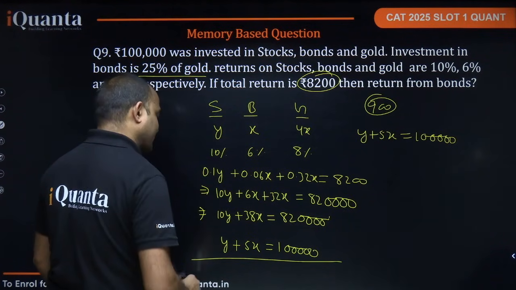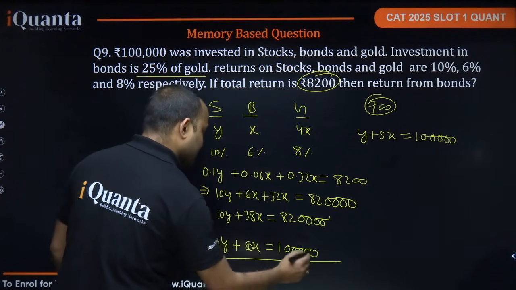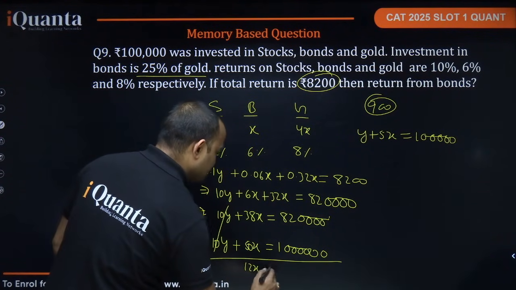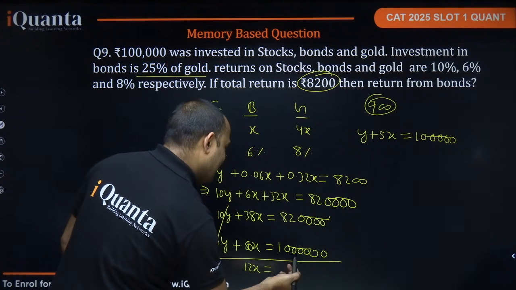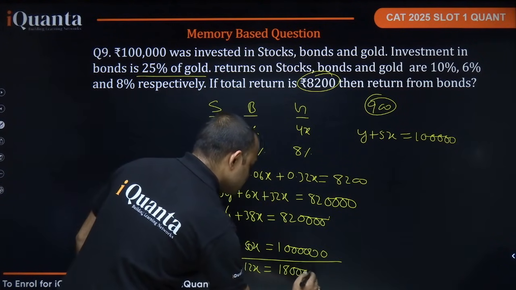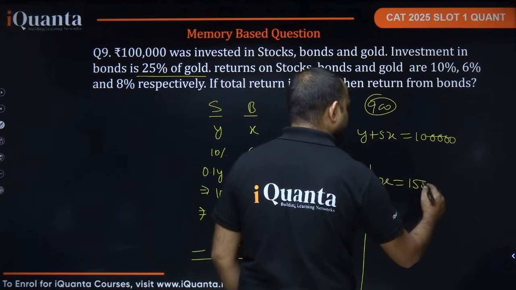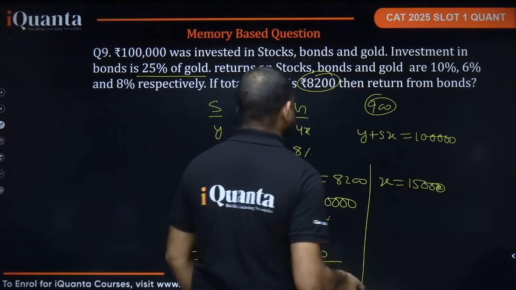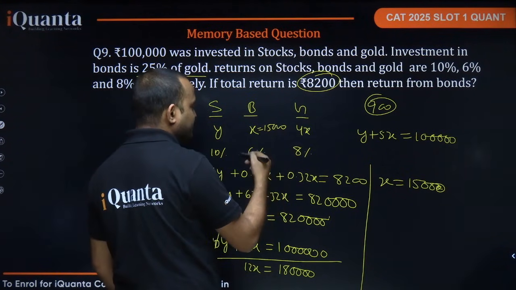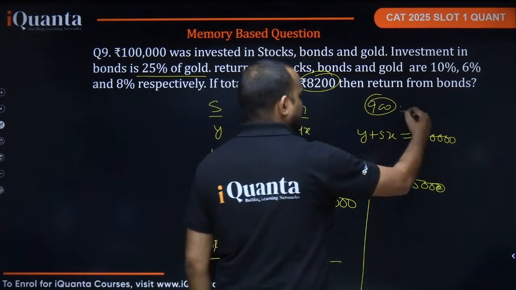So multiplied by 10, right? Multiplied by 10. So 10, this will become 50, this will become this. This is cancelled out. 12x is equal to 10 lakh minus 8,20,000, means 1,80,000. So from there we get x is equal to 15,000. If x is equal to 15,000, this is equal to 15,000, and 15,000 6%. 1% is 150, 6% is 900, right?